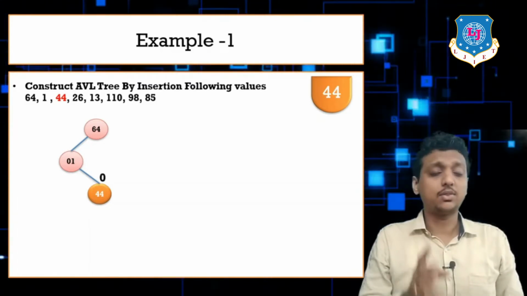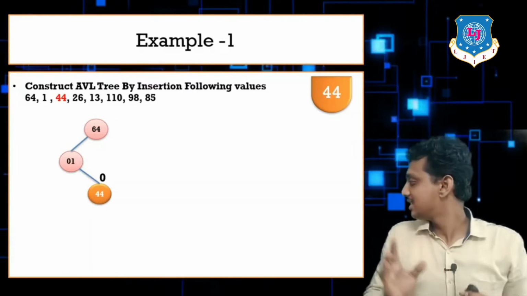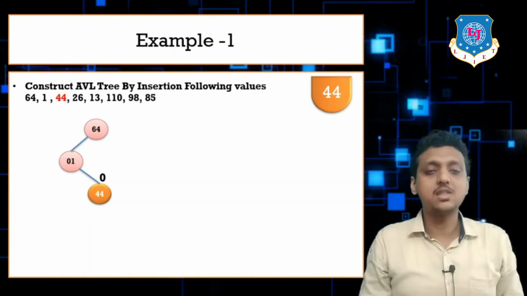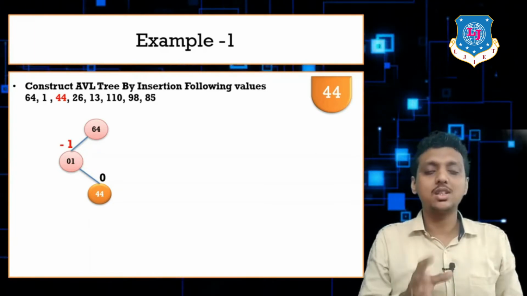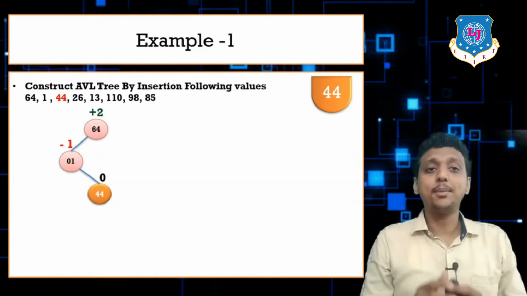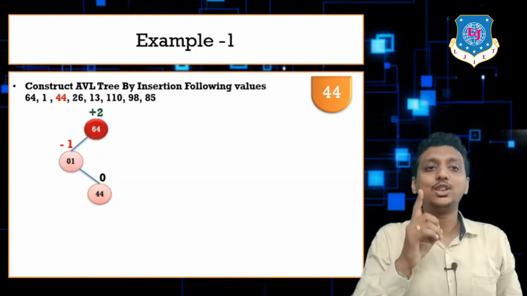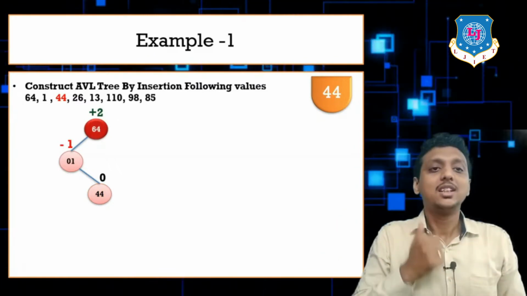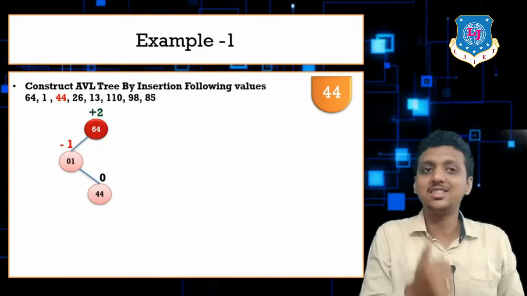Now, balancing factor of node 1: left side is 0, right side is 1, so it becomes 0 minus 1, which is minus 1. And on node 64, students, we have plus 2. So, what happens over here? Plus 2 means your node is violating the rules of AVL tree, because in AVL tree, we all know that balancing factor should not be greater than or equal to plus 2 or less than or equal to minus 2.